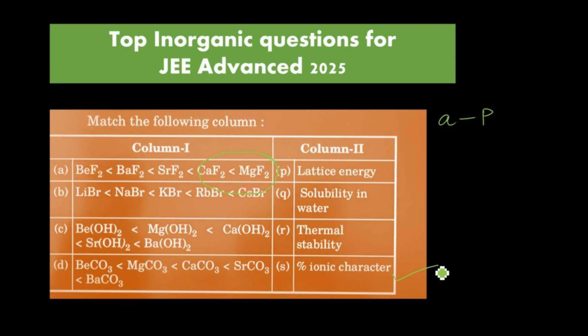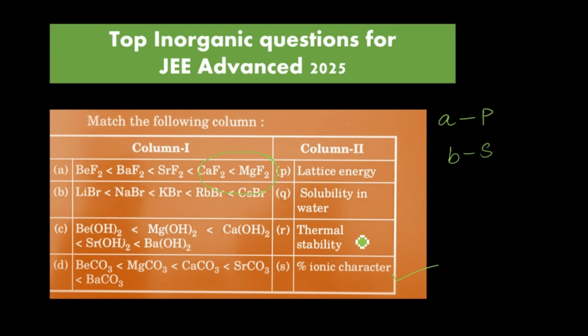So this can be our answer. So B to yes, fine. Then C. Here you can see hydroxides are given: beryllium, magnesium, calcium, strontium, barium, which is in an order. So here, which will be suitable for solubility in water and thermal stability also.